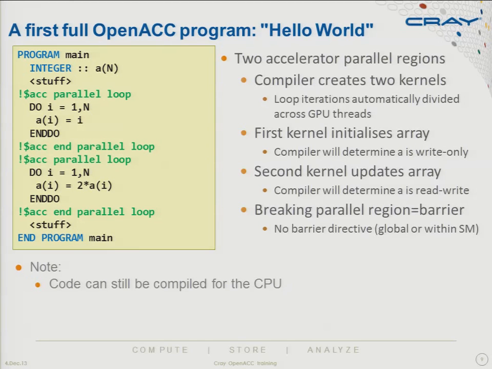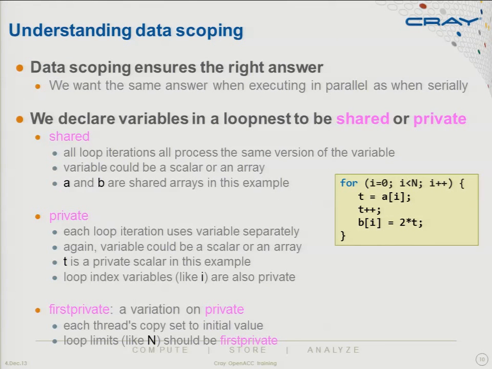Launching a GPU kernel, however many microseconds you think it might take, is a cheap operation. Creating GPU threads is a cheap operation. You shouldn't worry about breaking a parallel region like this to give you a barrier. And the code, of course, can still be compiled for the CPU. Well, actually, it's a couple of slides on, but I'll come to this.